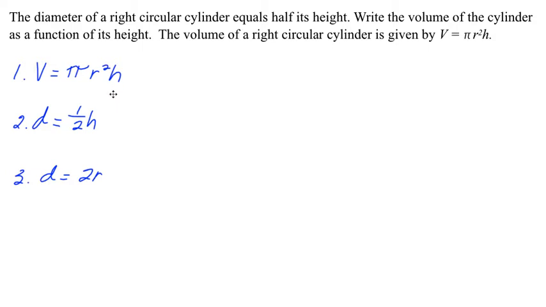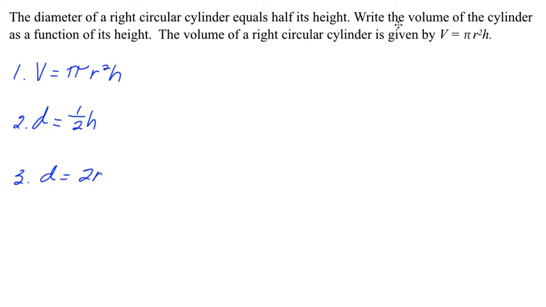We have a couple of formulas that we're going to use. It says the diameter equals half its height, so I went ahead and wrote a formula for that: the diameter is half the height. And we've got the volume. We also know the relationship between the diameter and the radius. There are 2 radii in a diameter. So those are the formulas that we will be using to solve this problem.